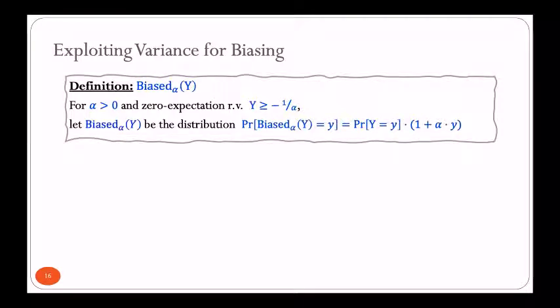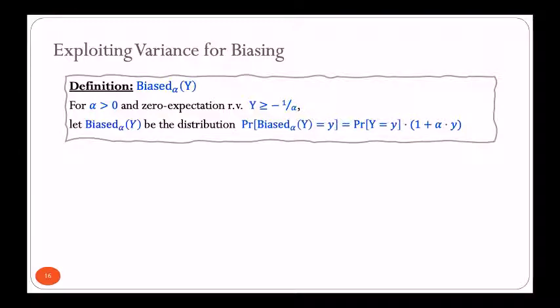How do we define the alpha biased variant of y? Well, the support remains the same. We only change the probabilities. So we have some value y of the random variable. We multiply its probability by 1 plus alpha times the value y. Okay? What does this do? This increases the probability of positive elements and decreases the probability of negative elements. So overall, we're increasing the expectation of our random variable. So this will correspond to biasing the protocol towards 1.